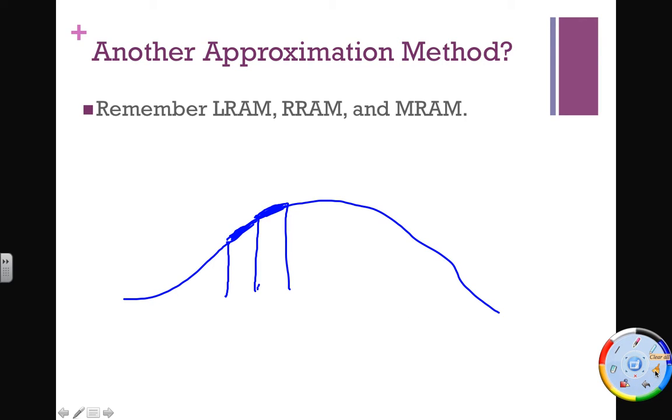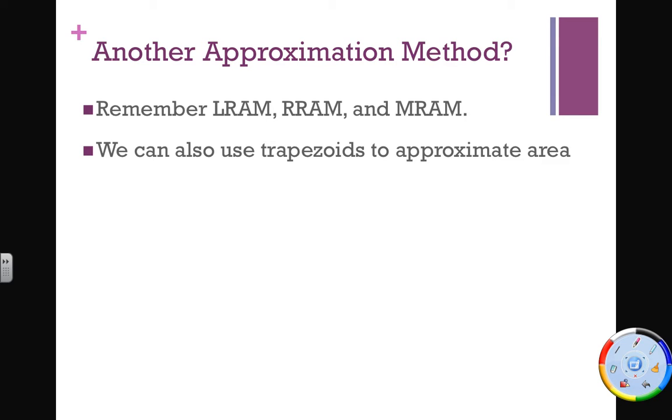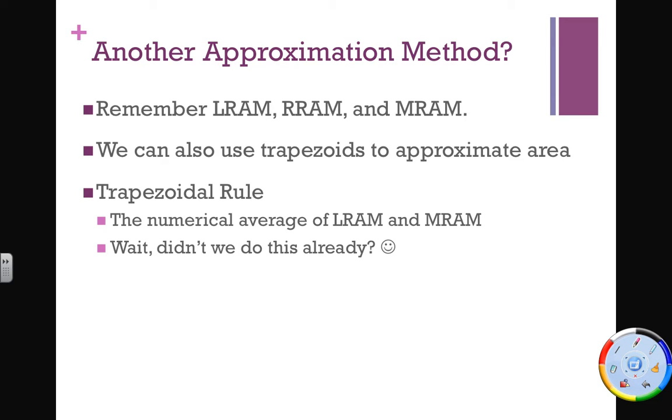Now, we have actually done this already, you just don't know it. And the reason is the trapezoidal rule ends up being the numerical average of LRAM and RRAM. And we did this already. We did this in pre-calculus. We said, okay, the RRAM and the LRAM, if we add those two things together and divide by 2, we get a closer approximation. Well, that ends up being the trapezoidal rule, adding them up and dividing by 2, sort of. But we actually have a rule for using just trapezoids.